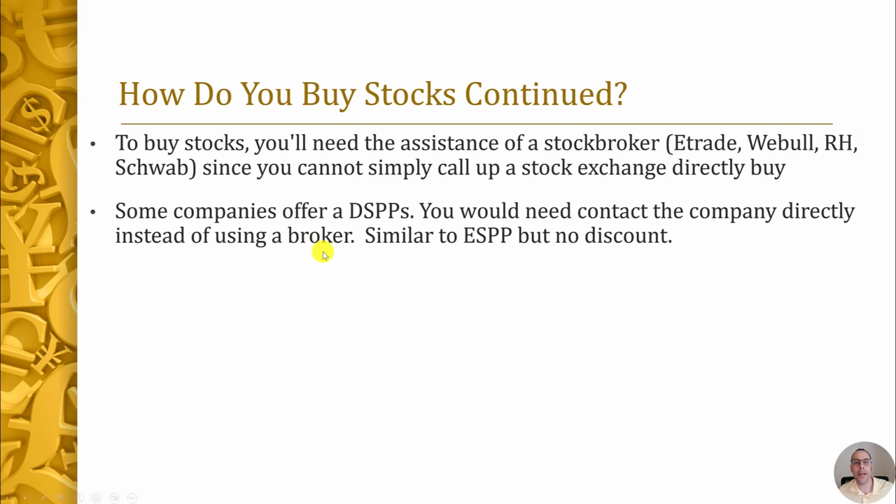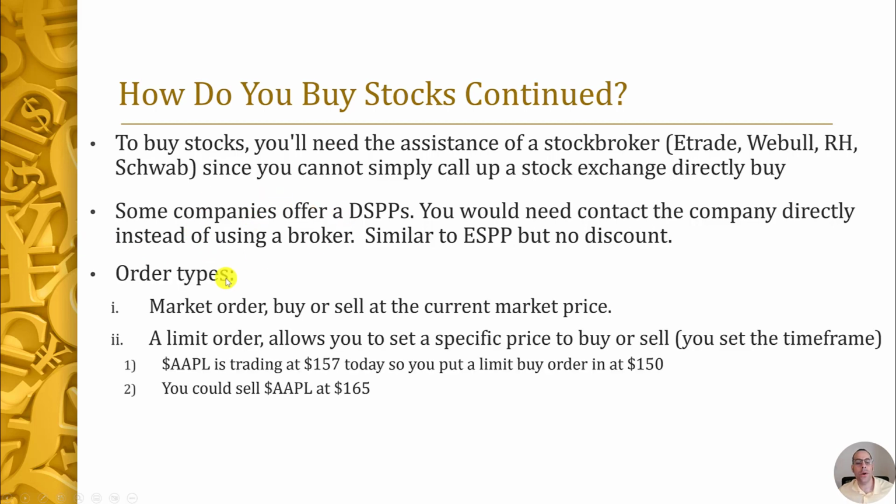You'll need to contact the company directly and buy through them. This is similar to employee stock purchase plans. At previous companies I was at, the company would offer employee stock purchase plans where you could buy the stock at a 10% discount. But you don't get a discount from DSPPs. And the 2 order types are market orders and limit orders.